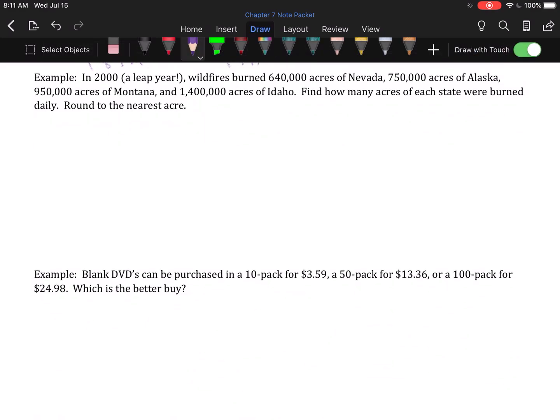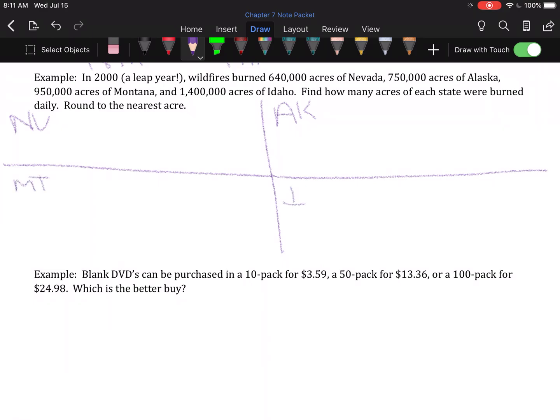In 2000, which is a leap year, wildfires burned 640,000 acres of Nevada, 750,000 acres of Alaska, 950,000 acres of Montana, and 1.4 million acres of Idaho. Find how many acres of each state were burned daily, round to the nearest acre. Okay, so we're going to be doing 4 here. So we'll do Nevada, Alaska, Montana, and Idaho. I'm 99% certain those are the correct postal abbreviations for those states.